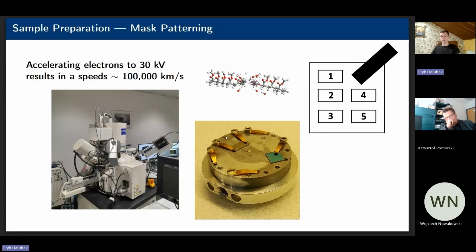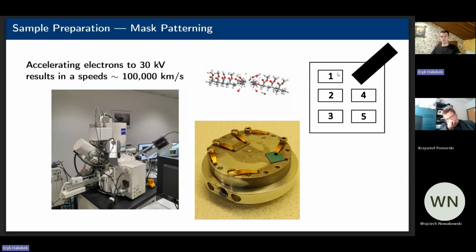So what you see in this figure is our sample. This is my sample that I made. It is placed on the holder which we put into this electron microscope. We use the Neon or Auriga 40 microscope. And here's the layout of the structures.